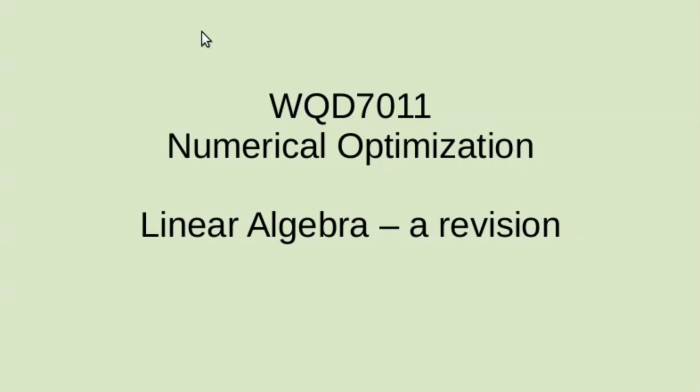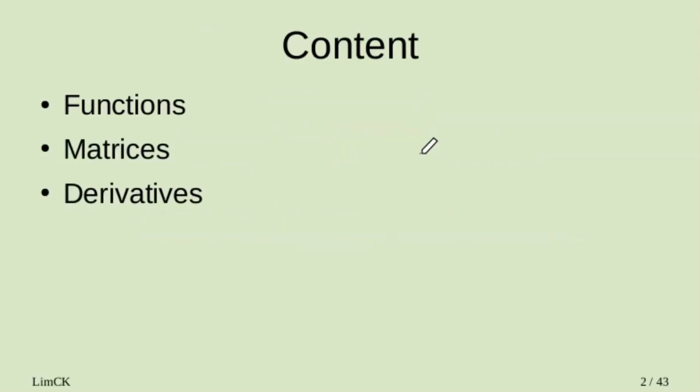Okay, today we are going to do some revision on some fundamental topics in mathematics which are very helpful for us to understand numerical optimization. We will cover these three topics briefly, because I assume all this you have learned already, much earlier, but just to revise before we dive into the more detail of the course. The three topics include functions, matrices, and derivatives.